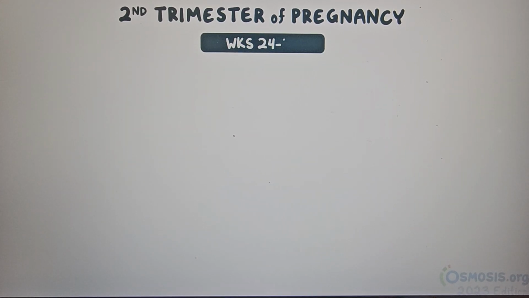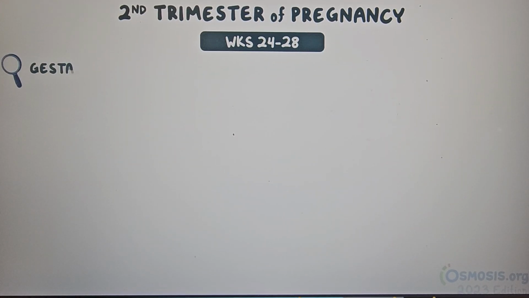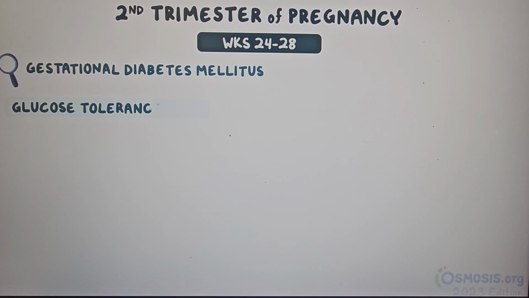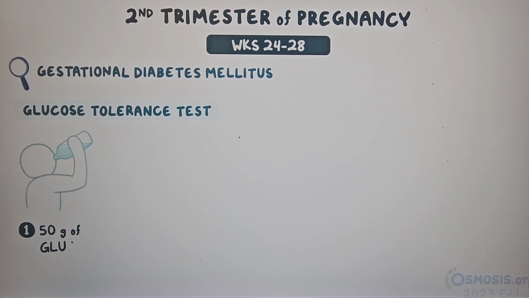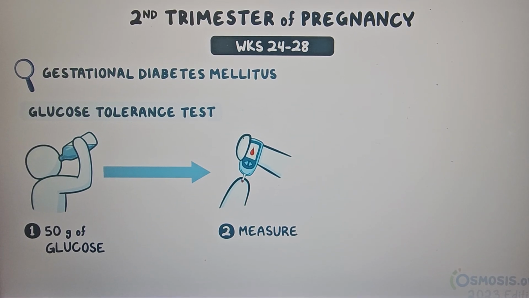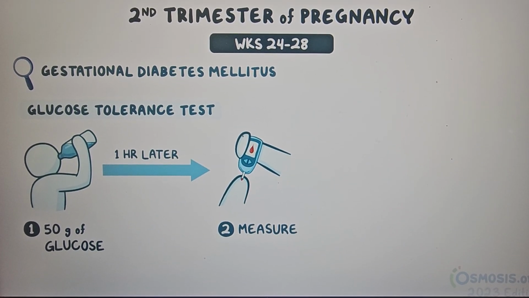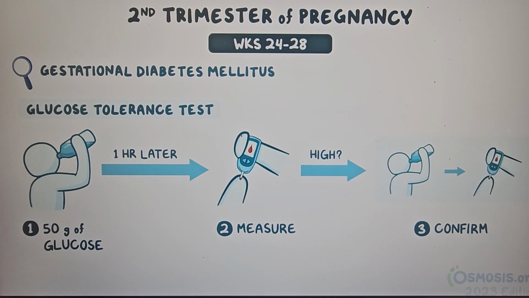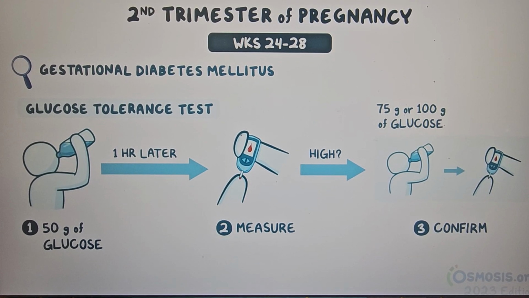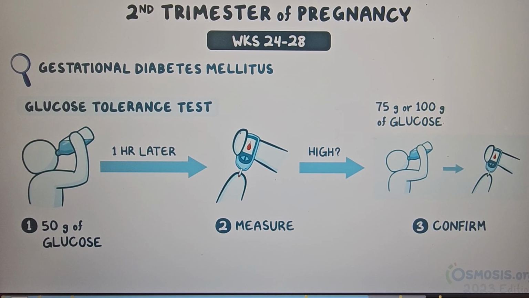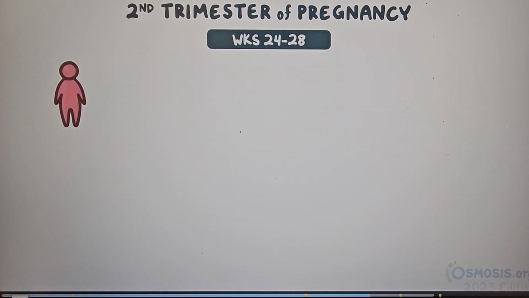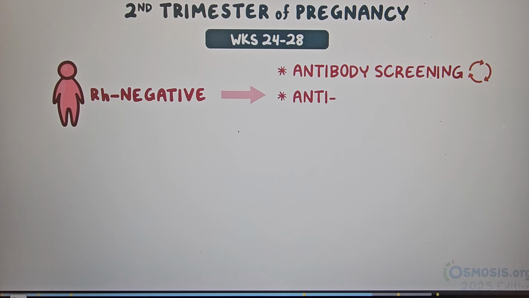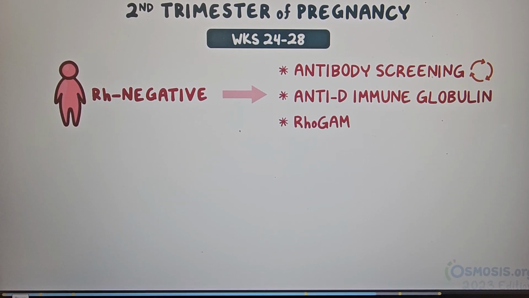Between weeks 24 to 28, there's the screening for gestational diabetes mellitus. It typically consists of a glucose tolerance test, usually by taking 50 grams of glucose and measuring blood sugar levels 1 hour later. If any of the blood sugar measurements are high, then the diagnosis can be confirmed with an additional 75 gram or 100 gram glucose tolerance test. Additionally, in clients who are Rh negative, an antibody screening is repeated, and an anti-D immune globulin, or RhoGAM, is administered.